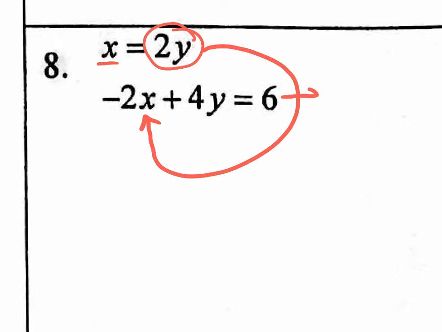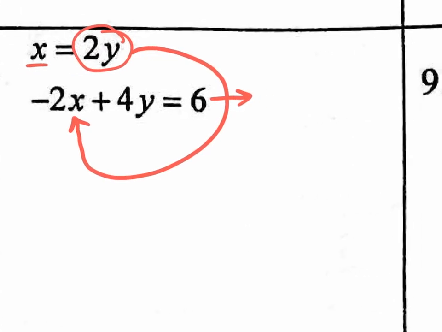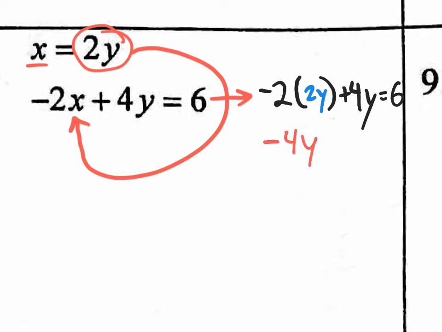So my new equation is going to be over here. And it's going to say negative 2 times x plus 4y equals 6. Now the x value is 2y. I'm plugging it in. So let me distribute, combine like terms, and then solve. So I'm going to multiply negative 2 times 2, that's negative 4y. Bring down the plus 4y equals 6.